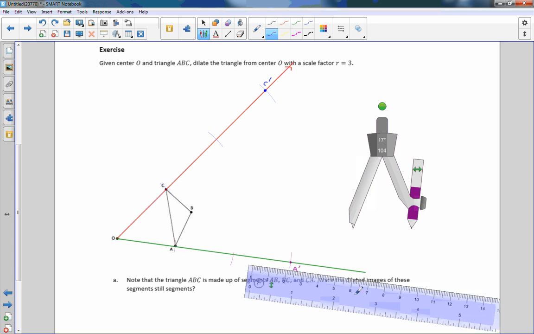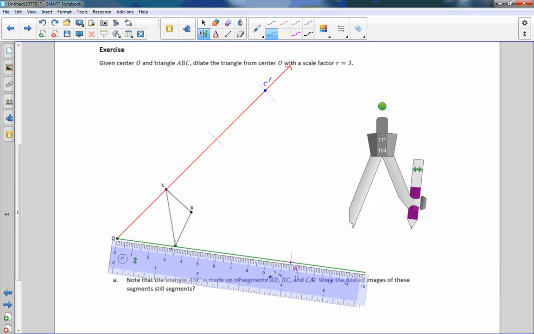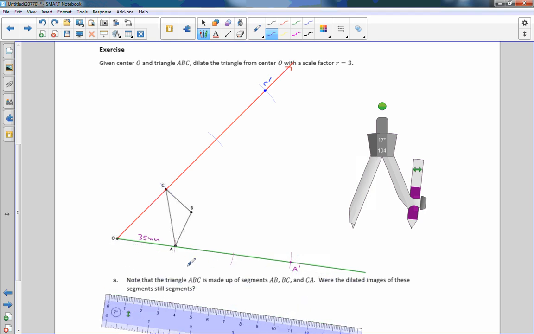Okay, so now we're going to measure these and prove that. If I put my ruler on here, since it's already lined up for this one, the length from O to A was 35 millimeters. And if I measure all the way out to A prime, I'm at 105. So the whole OA prime distance is 105 millimeters. So 35 and 35 is 70, plus 35 is 105.